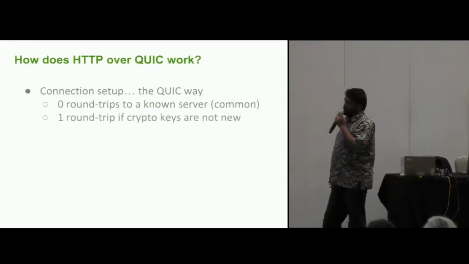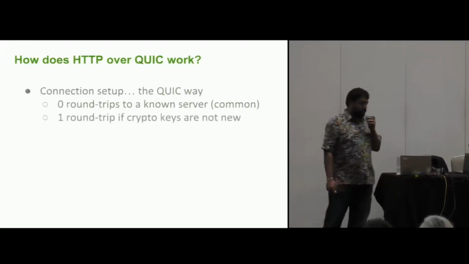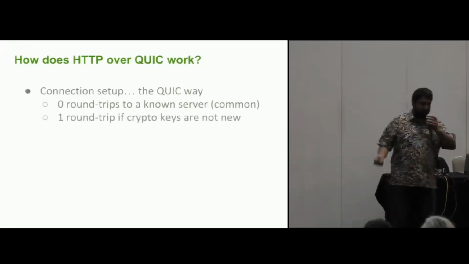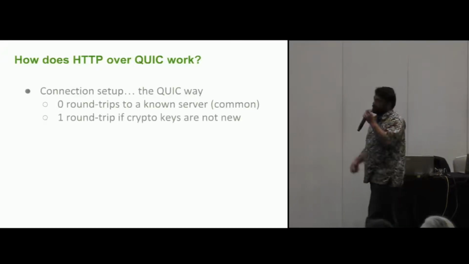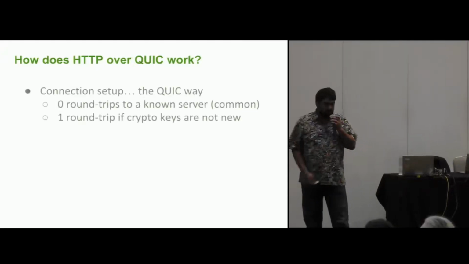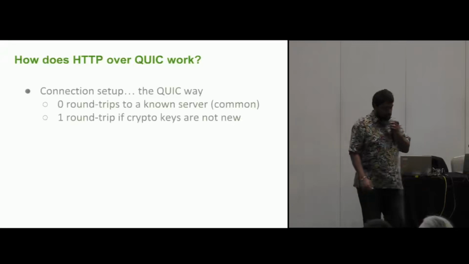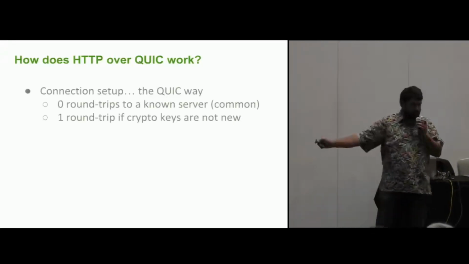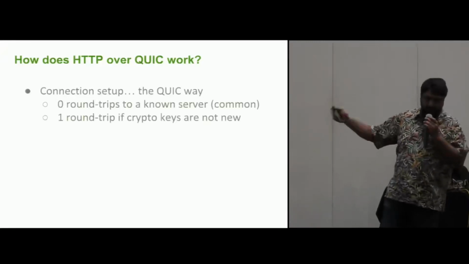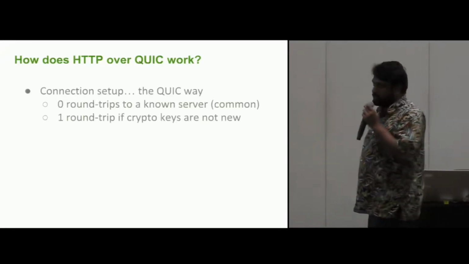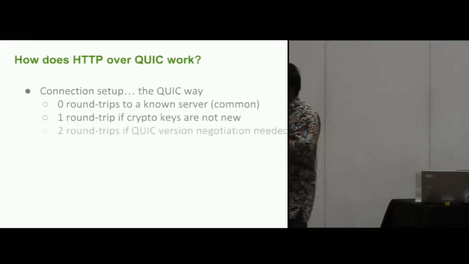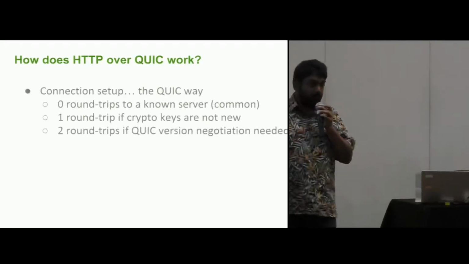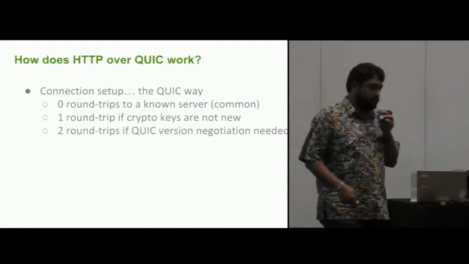And if it doesn't, then you still have a 1 round trip fallback, where if your crypto keys are not new, then you have to go through a little bit of work. I'm not going to go into the details of how the handshake itself works, because that would take me a while longer, and I'm not going to do that here. And by the way, if you want to know about that, ask for a TLS 1.3 tutorial, please.